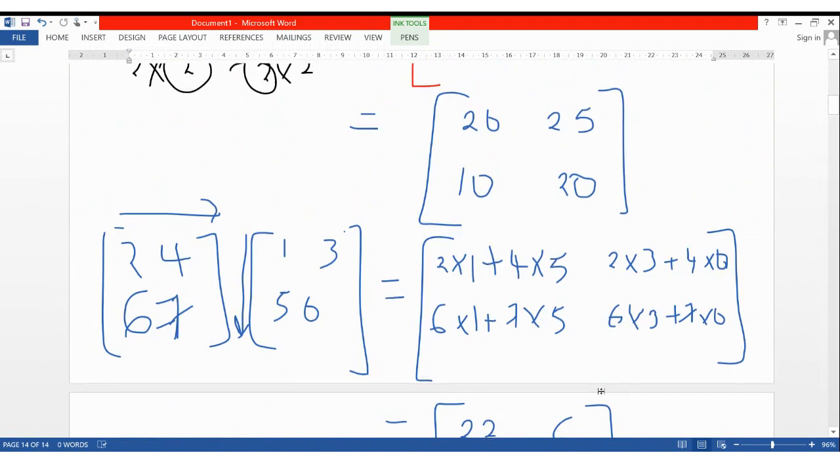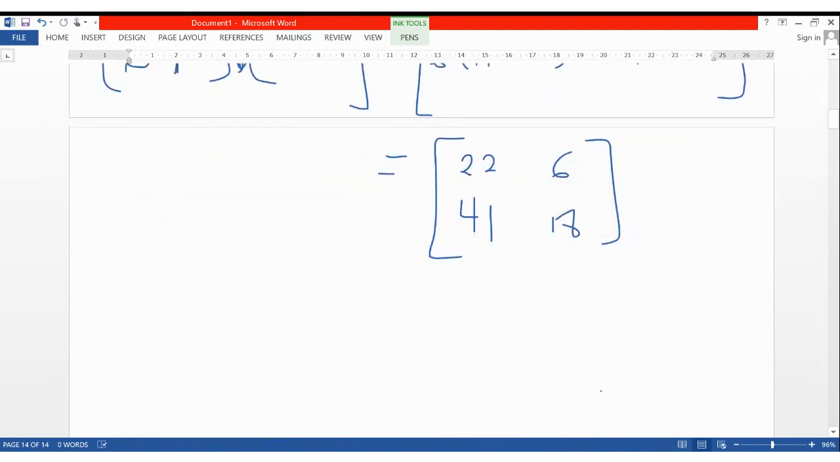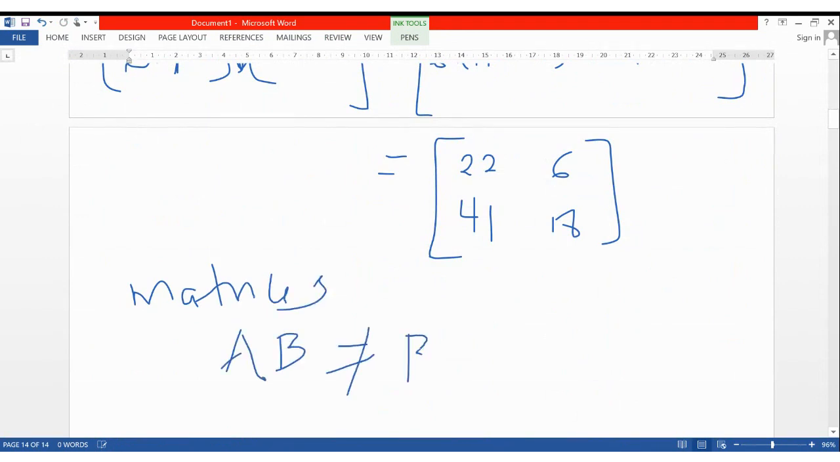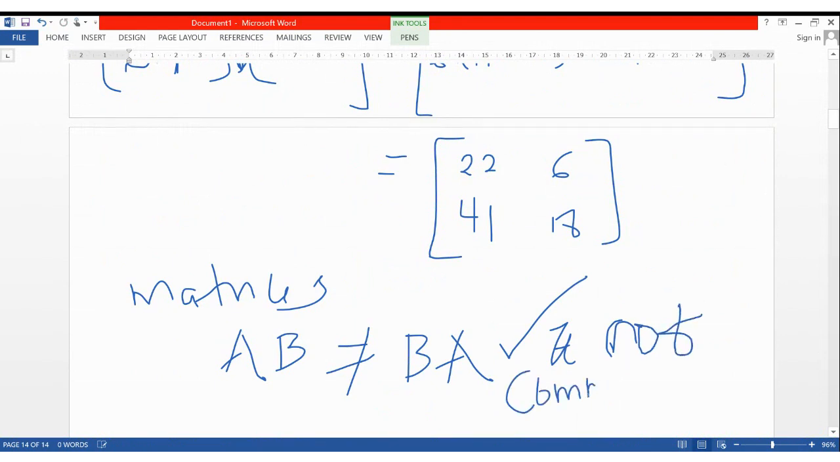So what I want to say is that in matrices, AB can never be equal to what? BA. They're not commutative. It is not commutative. When you interchange, then you get a different answer. It's not commutative at all. So that is basically what we were learning, at least on matrix multiplication.